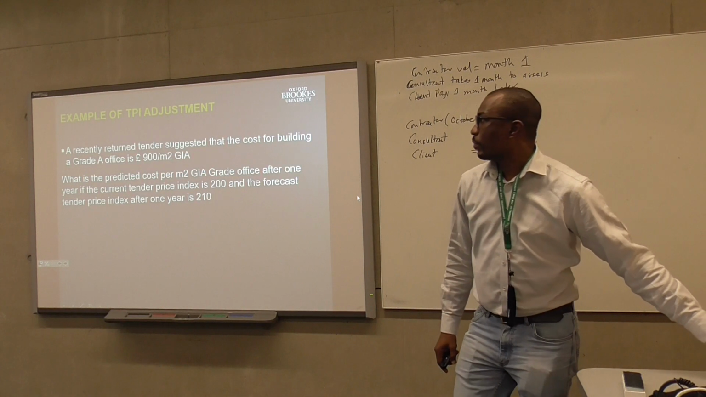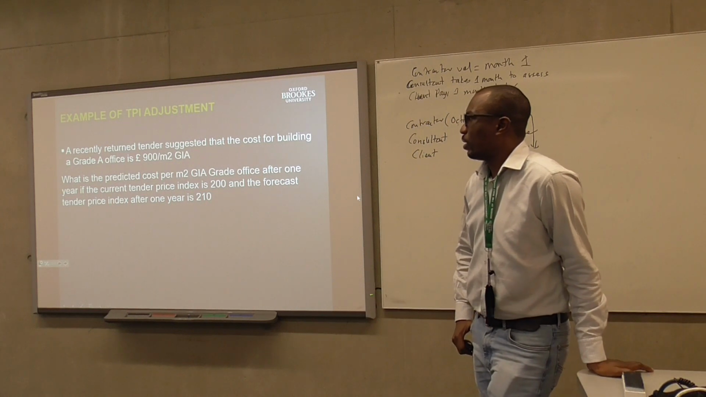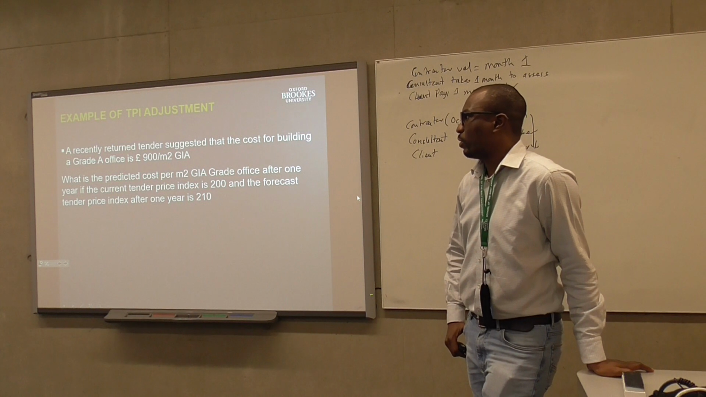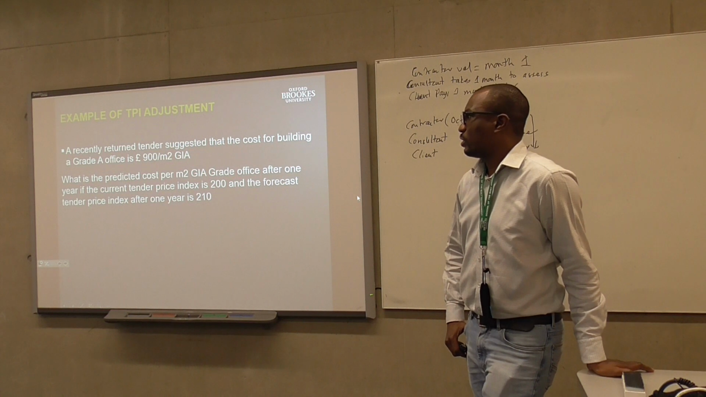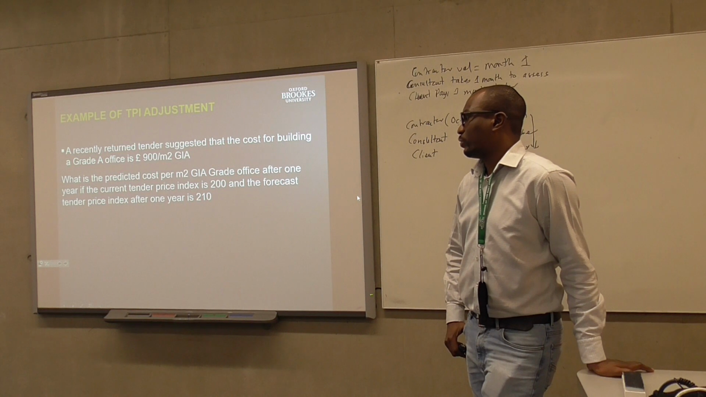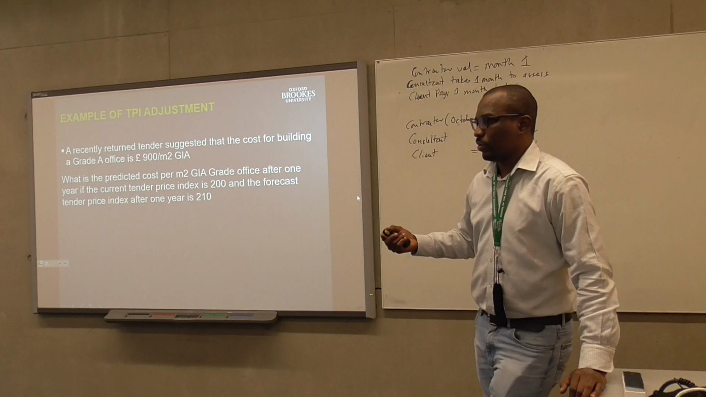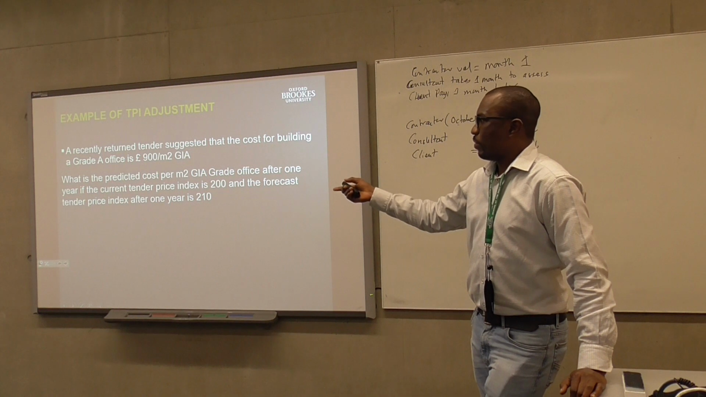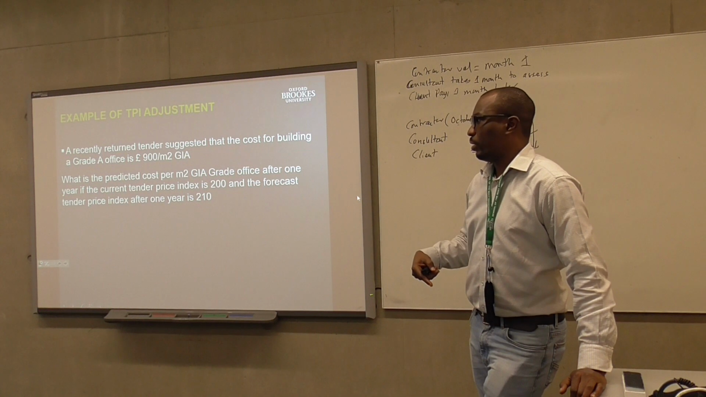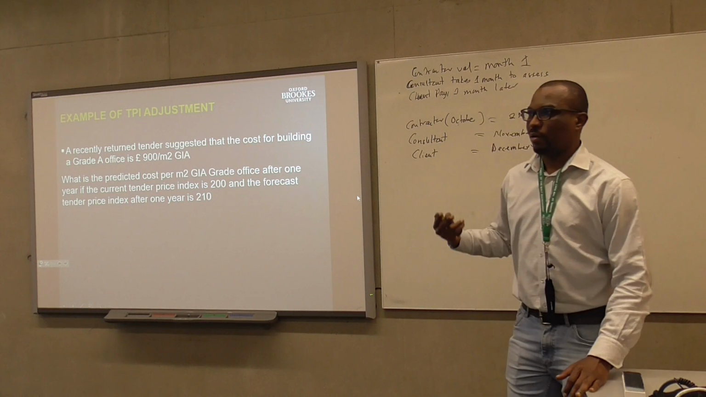So for instance, a recently returned tender suggested that the cost for building a grade A office is £900 per square meter. That's the average cost of construction for an office. What is the predicted cost per square meter after 1 year? So if we were to build this office in 1 year's time, what would be the cost per square meter? It gives us that the tender price index now is 200, but the forecast tender price index after 1 year is 210.